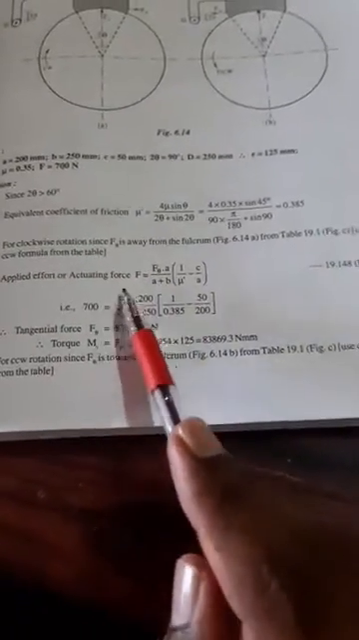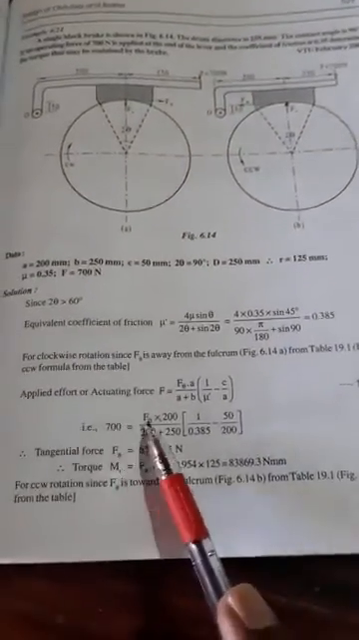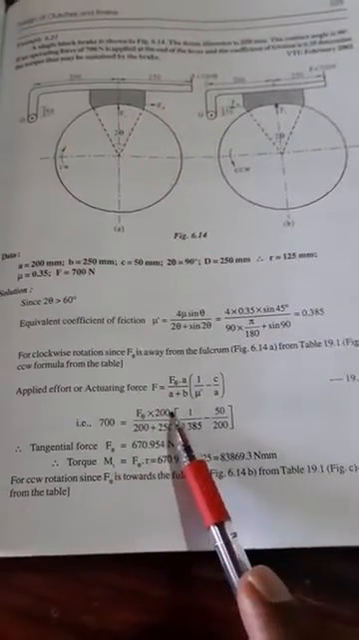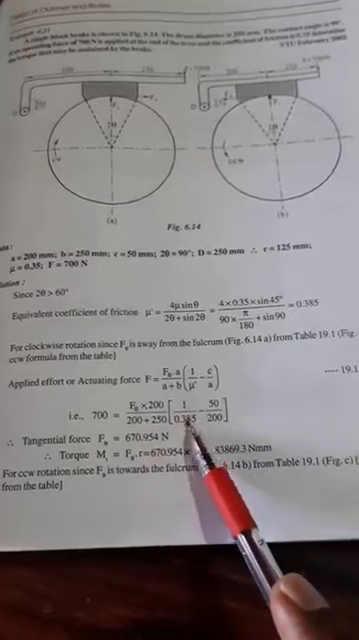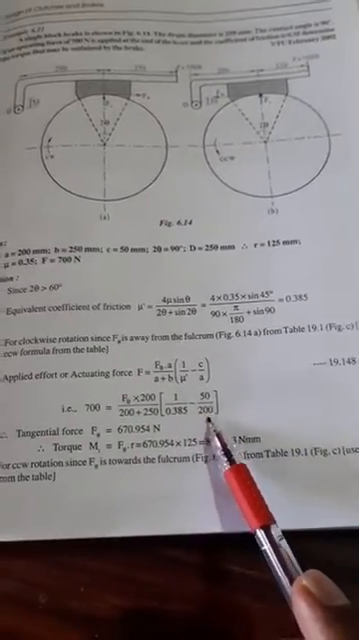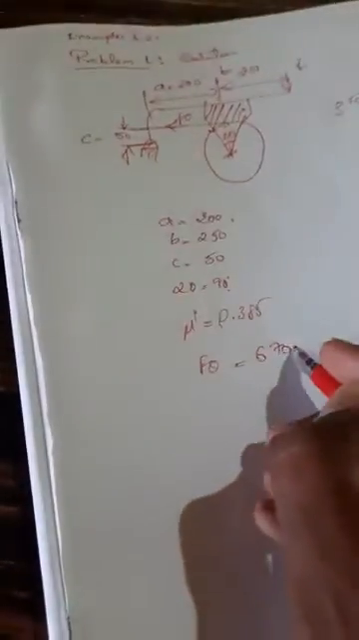So now the applied force F is given, that is 700. F theta is unknown, 200 plus 250 by 0.385 minus C by A. So here we have F theta equals 670 newtons.